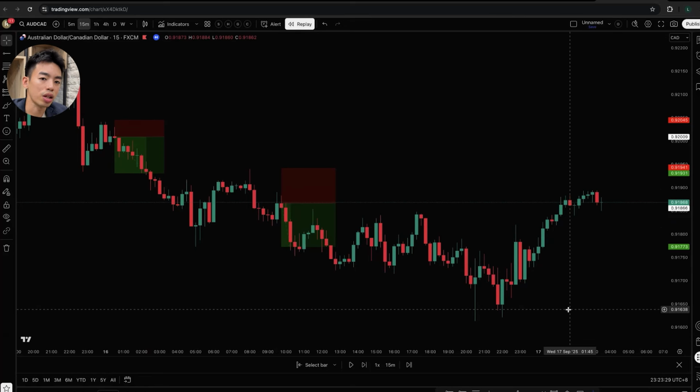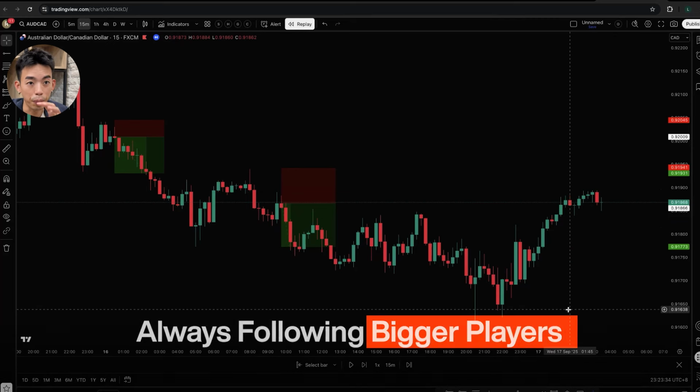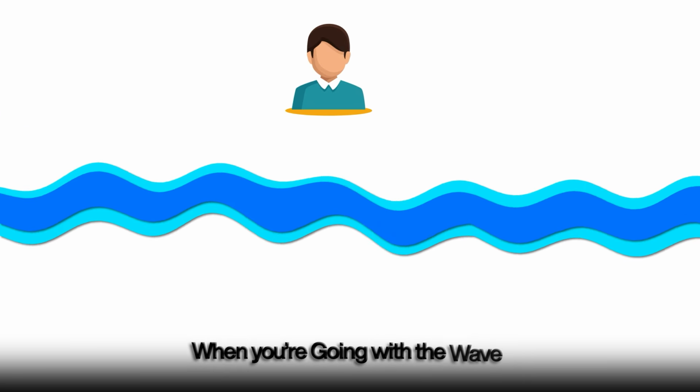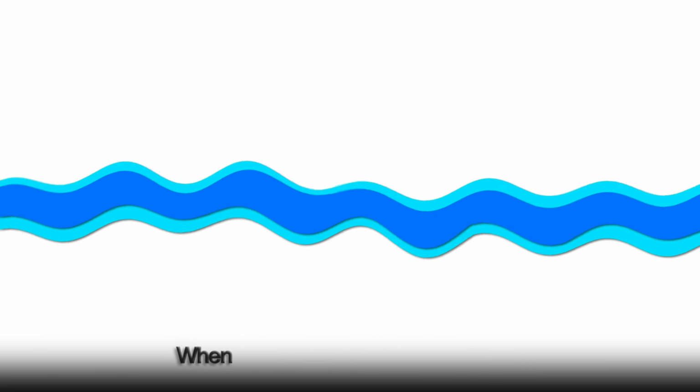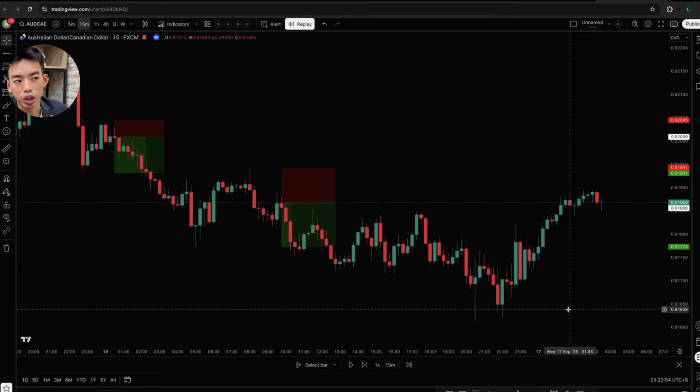The rule within UF trading is making sure that we are always following our bigger players, our big boys, the institutional players, the players with a lot of money, basically. When you're going with the wave, it's usually much easier. When you're going against the wave, it's going to get tricky. On Wednesday, we have a tricky situation where we are going against the wave, okay?